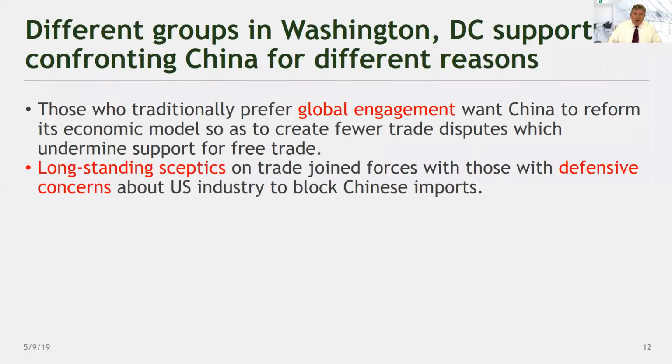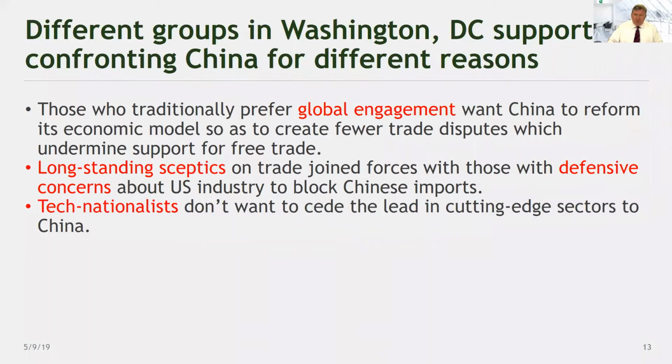The second group are long-standing skeptics about trade. Some are even protectionists, mainly in the Democratic Party, who have joined forces with President Trump on this initiative because they fear that Chinese imports will lead to more job losses. The third group of people who are supporting a hardline against China are techno-nationalists. These are people who believe that the United States should not give up its leading position in cutting-edge technology sectors, and they do not want to see China take the lead in any of these sectors, such as 5G. And of course, remember, the dispute with Huawei is one feature of that.